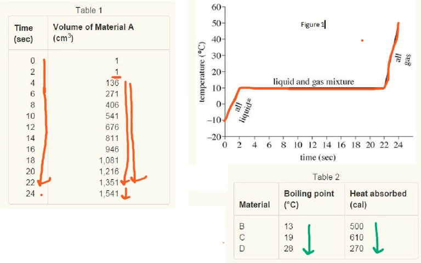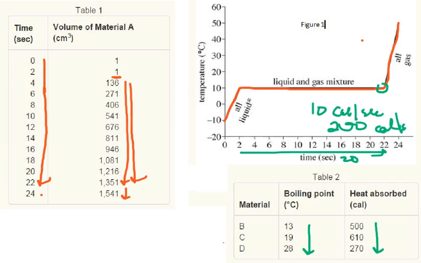So there might be times where we have to go back and take a look at the passage. What we were told is that material A absorbs heat at a rate of 10 calories, which is a unit of heat, per second. So it took from 2 to 22 seconds, or 20 seconds, to get to boiling. And boiling is where we now have all gas. So during that time, it was boiling and absorbing 10 calories per second for 20 seconds, so the heat absorbed would have therefore been 200 calories.